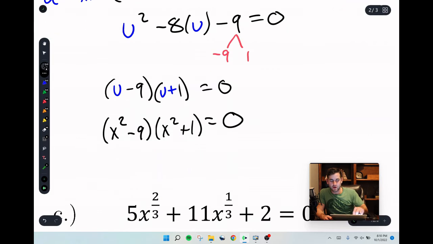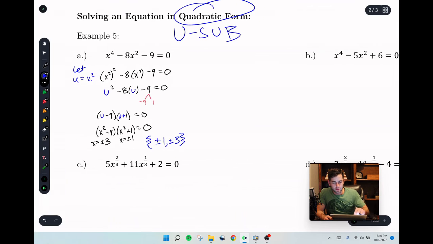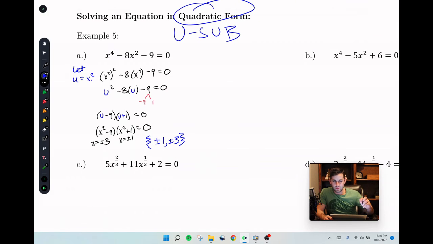And now we can solve both of those sides. So now we've got x equals plus or minus 3, and x equals plus or minus 1 as our solution set. That's pretty cool. Plus or minus 1, comma, plus or minus 3. All right? Not too crazy?